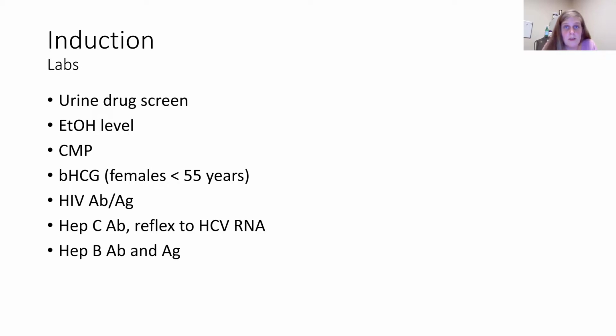Labs that you want to get before somebody is started on Suboxone or Subutex include a urine drug screen to monitor for other substances that the patient may be struggling with. You want an alcohol level to assess for concurrent alcohol use disorder. A comprehensive metabolic panel will get your liver enzymes. And then a beta-HCG is really important for women who are of reproductive age.